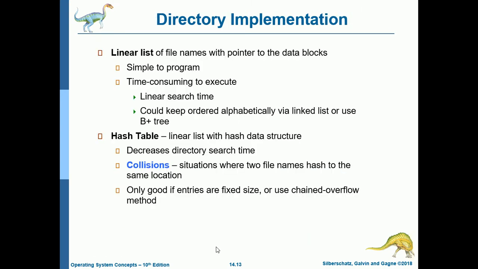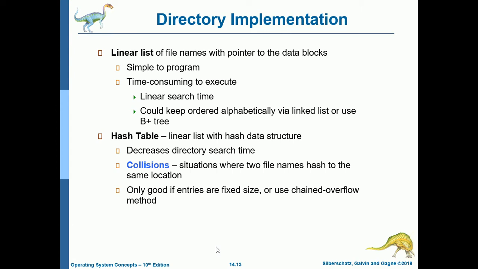Okay, next we have directory implementation. First, a linear list of file names with pointers to the data blocks. It's very simple to program, but it is time consuming to execute. Its search time is linear, and you could keep it ordered alphabetically via a linked list or use a B plus tree. Another directory implementation is by means of a hash table, a linear list with a hash data structure. So this decreases directory search times.